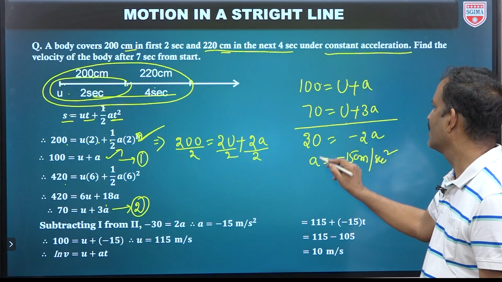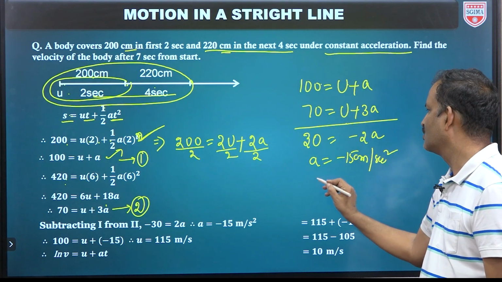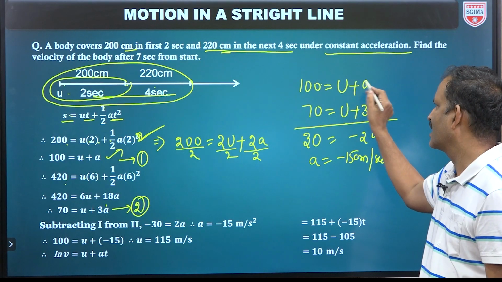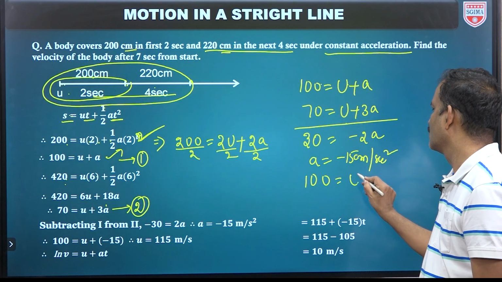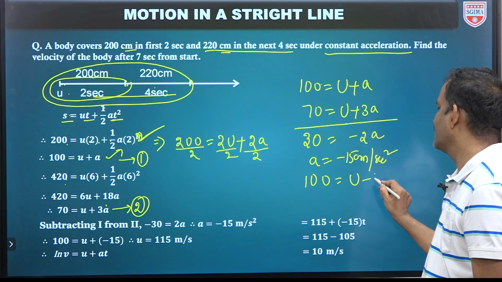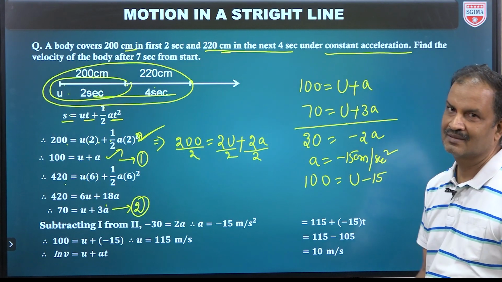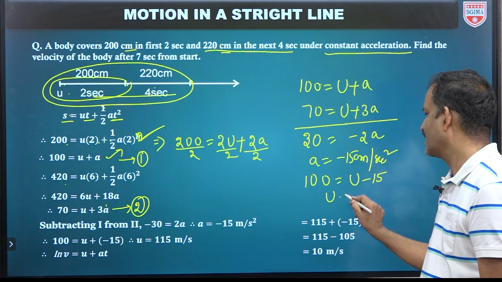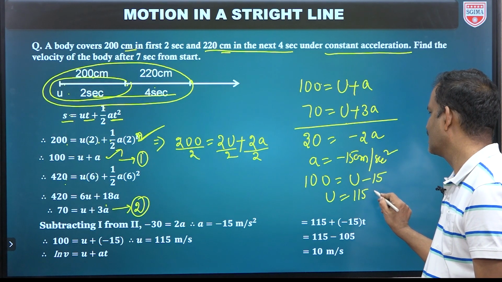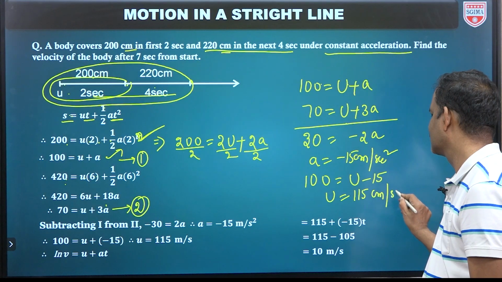Once you know a, you can find out the u value. You can substitute in any equation. I am taking the first equation. 100 is equal to u plus a, where a is minus 15. Then u is equal to, what are you getting? 115 centimeters per second.